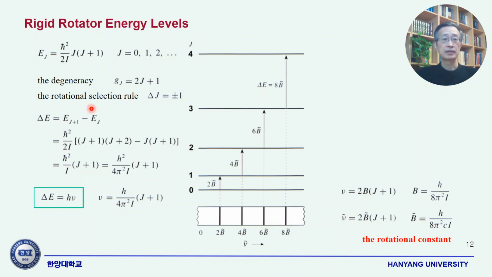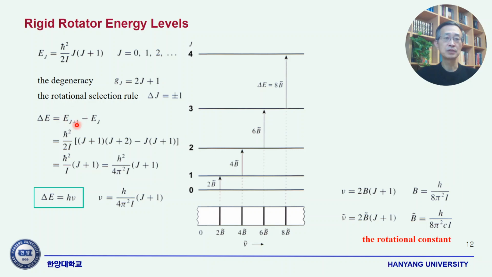Okay, and rotational spectroscopy also has a selection rule, which says you can change the rotational quantum number only by 1. So delta J can be just plus or minus 1. So you can compute the energy difference for the transition from the Jth level to the (J plus 1)th level.